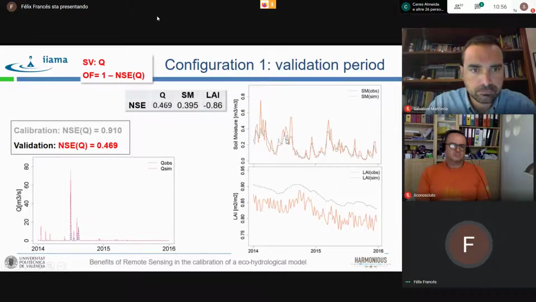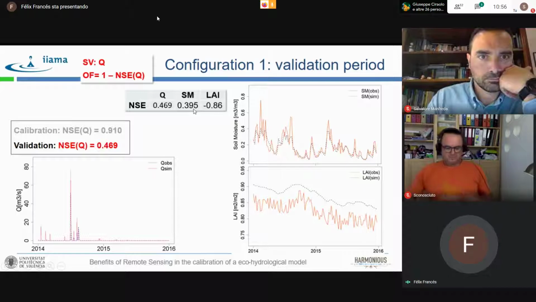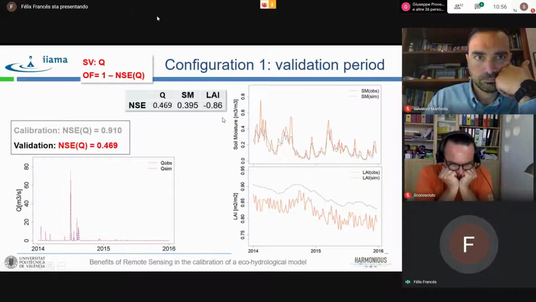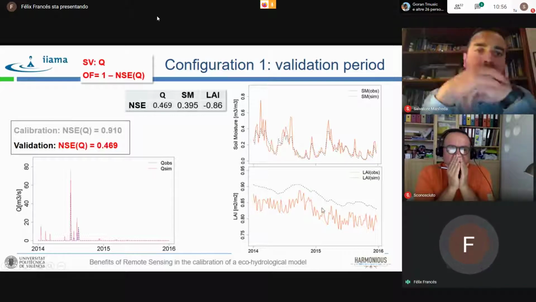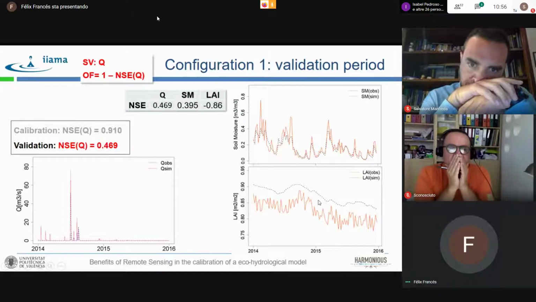We look at the mean areal soil moisture in the upper panel and the areal mean leaf area index. Through time, we see that the soil moisture is relatively well simulated, and actually the leaf area index has a negative Nash-Sutcliffe, but it's just because of this bias. Look at the scale, actually it's a small bias. The reproduction is relatively good. It is impossible from the discharge to correct this bias in the leaf area index, because there is no information in the discharge that can correct this error.